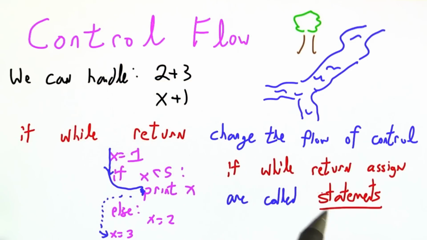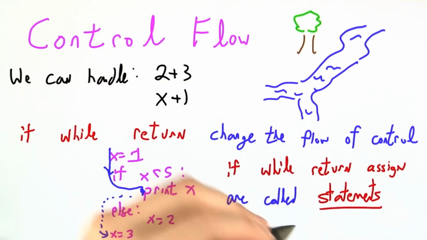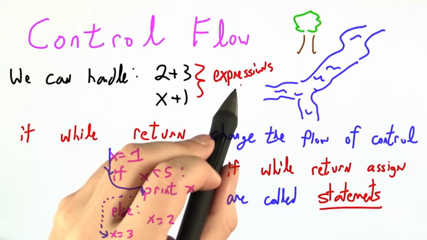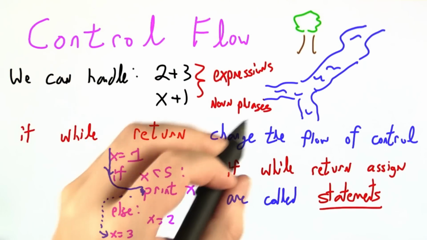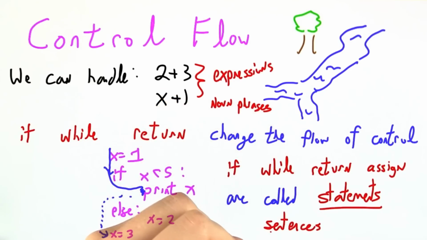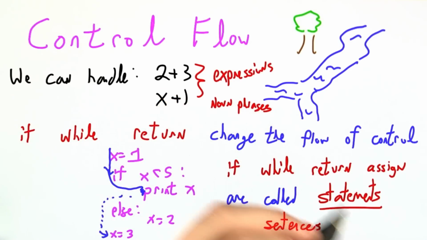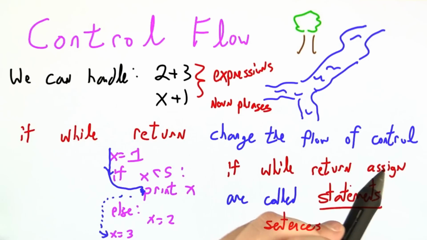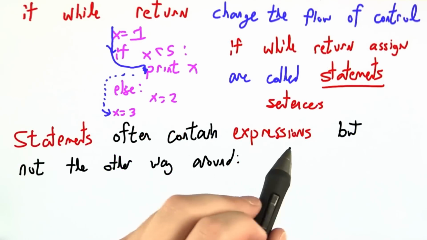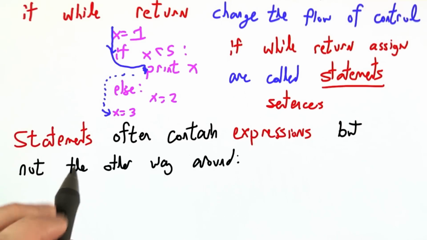These things are called statements to distinguish them from expressions. Expressions are typically a bit simpler. They're more like noun phrases in a natural language. A statement is more like an entire sentence. It's going to contain a verb as well or some instruction like change the value of x or jump over here. Statements often contain expressions, but not the other way around.